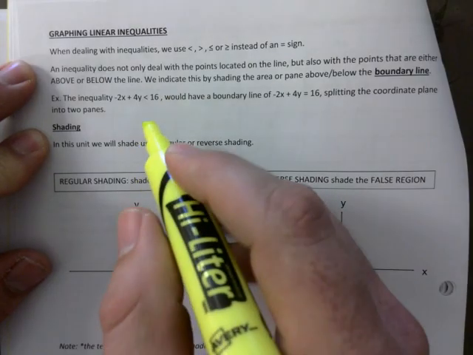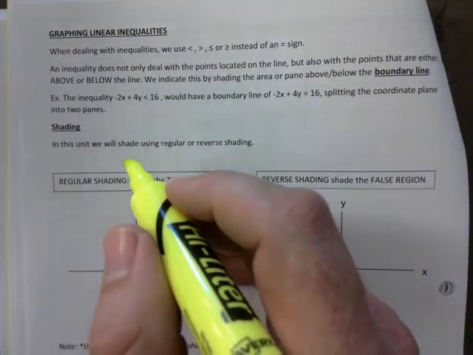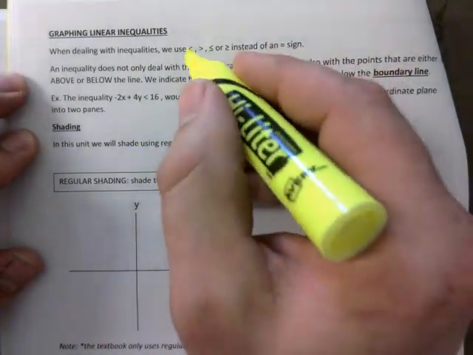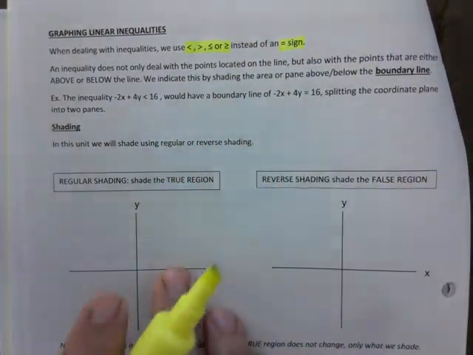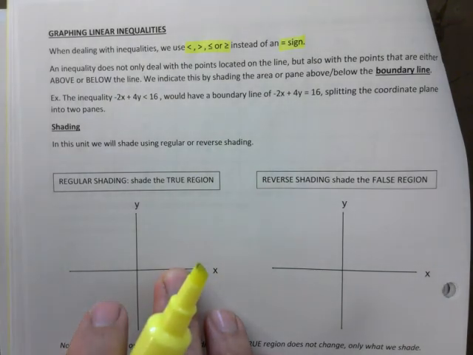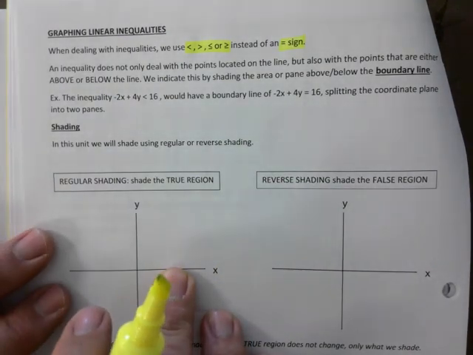Okay, when dealing with inequalities, we use these symbols instead of an equal sign. So you will not have an equal sign anymore. We'll talk inequalities. Okay.